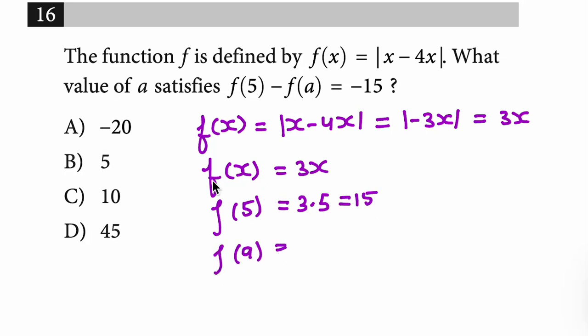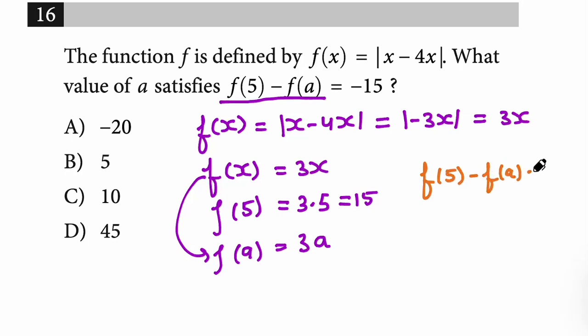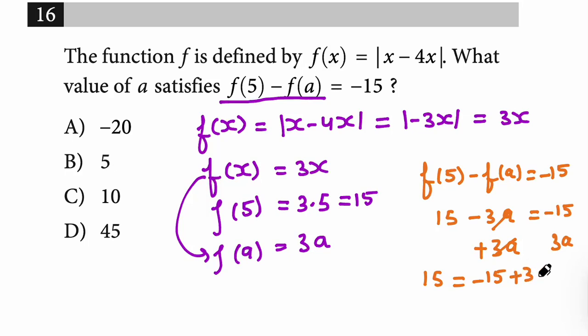F of a is equal to 3a. Now, according to the question, f of 5 minus f of a is equal to negative 15. Let's write that. F of 5 is 15, minus 3a is equal to negative 15. Adding 3a on both sides, that will be cancelled, so 15 is equal to negative 15 plus 3a. I am writing it because I have to explain every step.